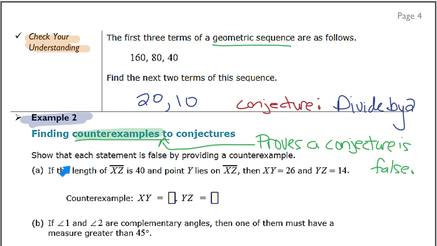So we're going to show that each statement is false. So we know these statements are false. All of these statements are false that we're going to be doing. We're just going to prove they're false by writing in answers that are going to make it false.